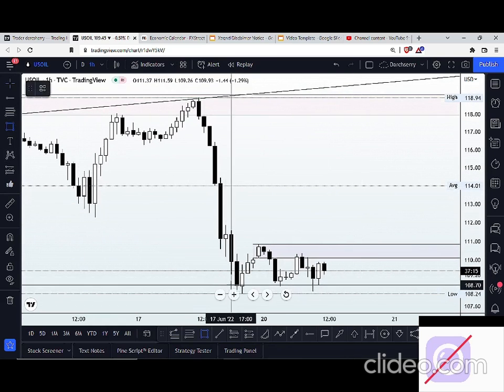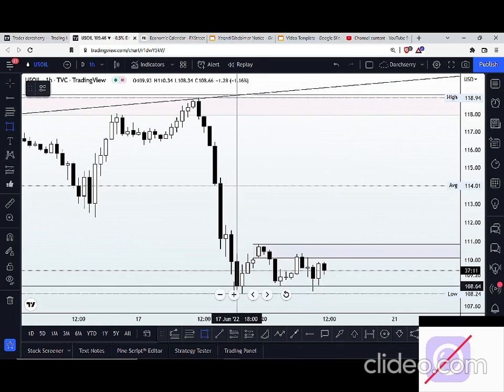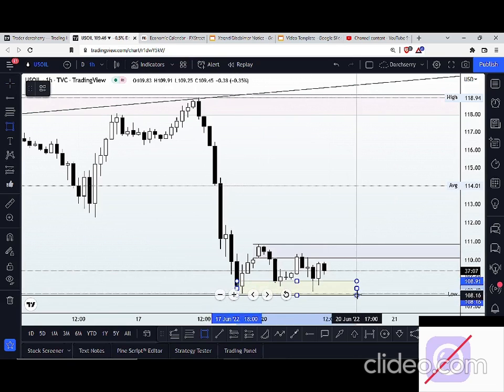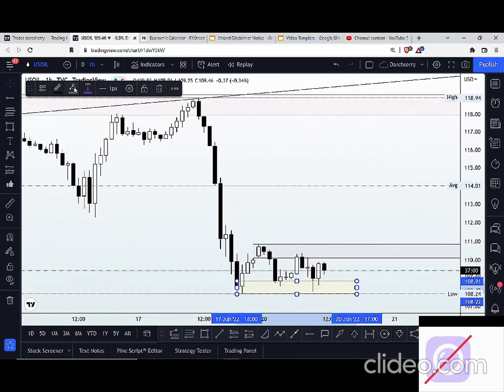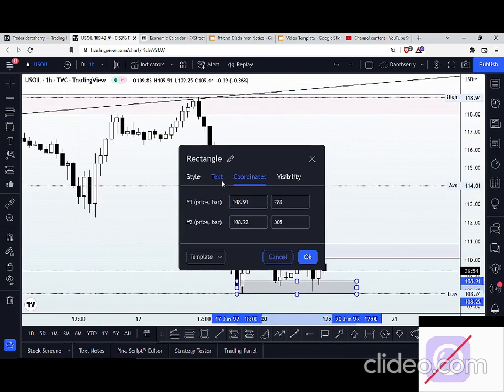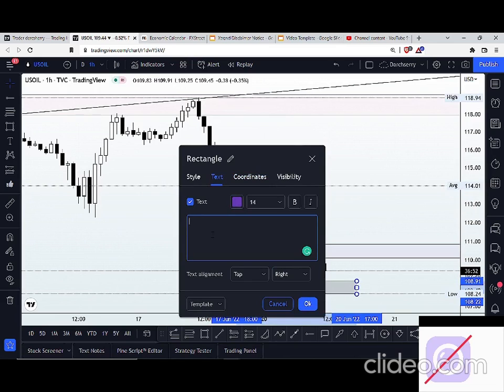We have a scenario here that looks more like a demand zone at this point. Let's place it here. We have a demand zone around this area, and let's label it the demand zone.